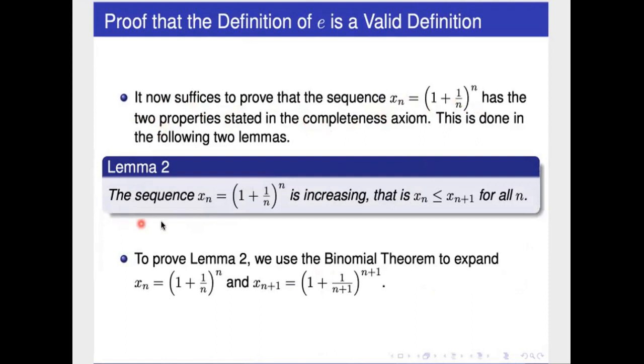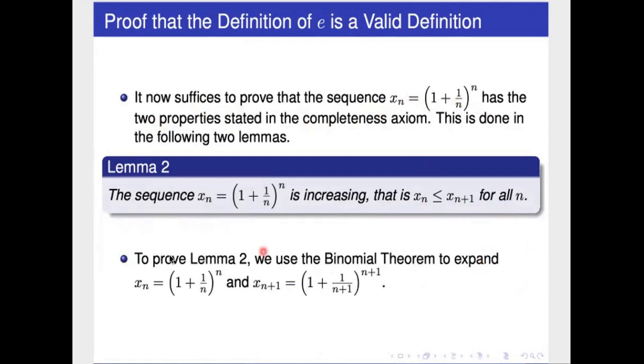Lemma 2 states that the sequence x_n equals (1 + 1/n)^n is increasing, that is x_n is less than or equal to x_{n+1} for all n. And lemma 3 states that the sequence x_n equals (1 + 1/n)^n is bounded above.